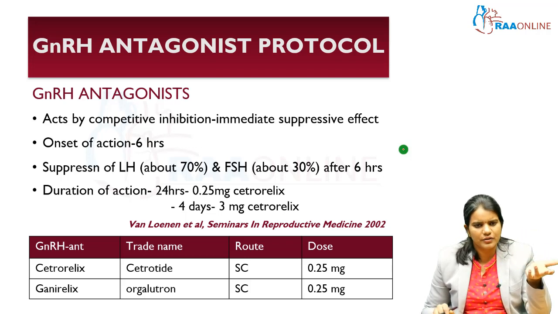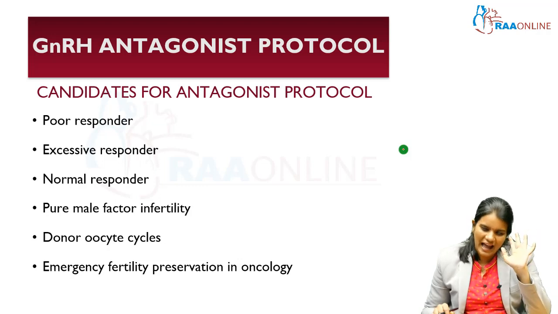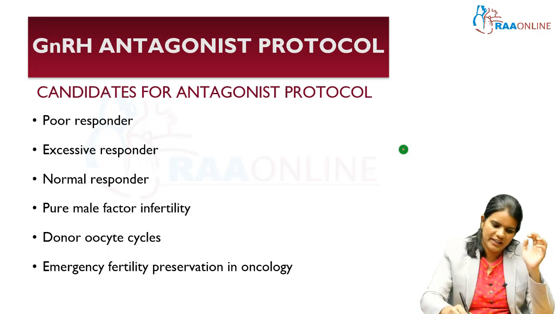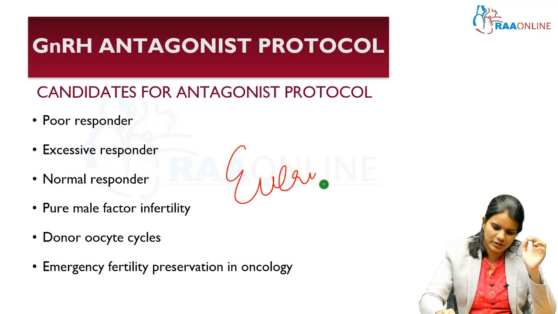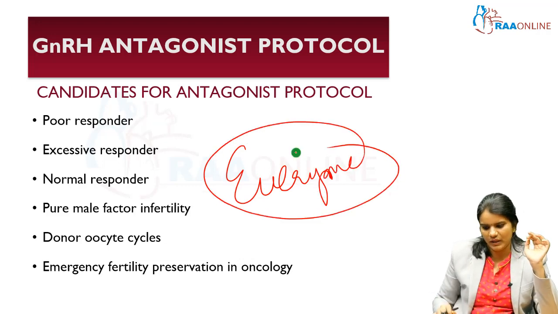Usually we give cetrorelix, or sometimes we give the ganirelix injection also. I give both of them in practice. So the candidates for antagonist protocol are poor responders, excessive responders, normal responders, pure male factor infertility, donor oocyte, and emergency preservation. But actually you can give it for everyone. It's not like you should not give it for any particular patient. You can give it for everyone.